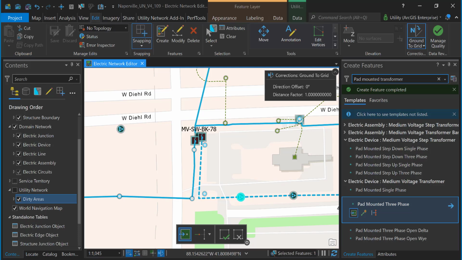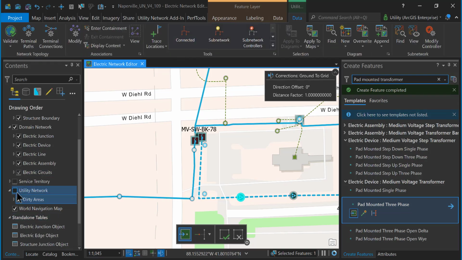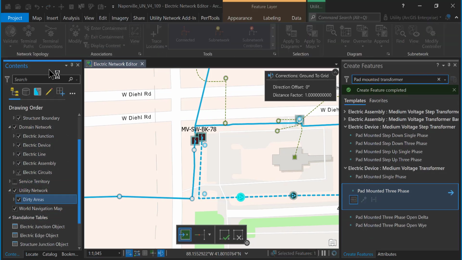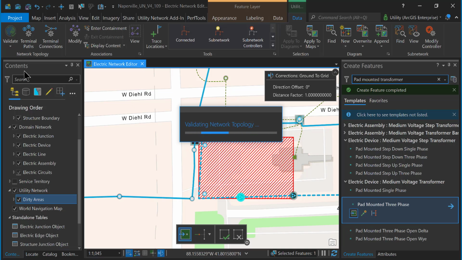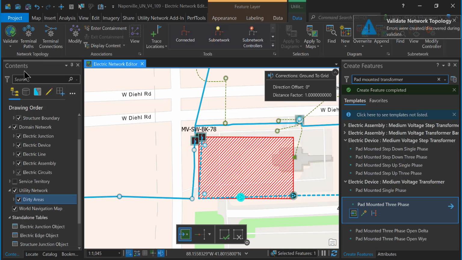Now I'm able to do that, but in order to continue going forward, we're going to need to validate our edits. Ooh, and as we can see, we've got an issue here. So I'm just going to validate those edits one more time. And so what the utility network does when you're editing is it creates what are called dirty areas. So we see up here, you can see that errors were created during the editing process.